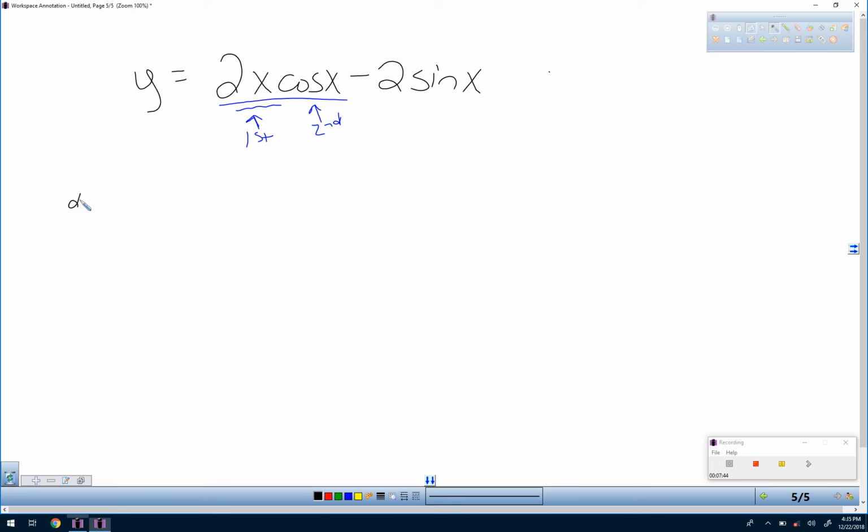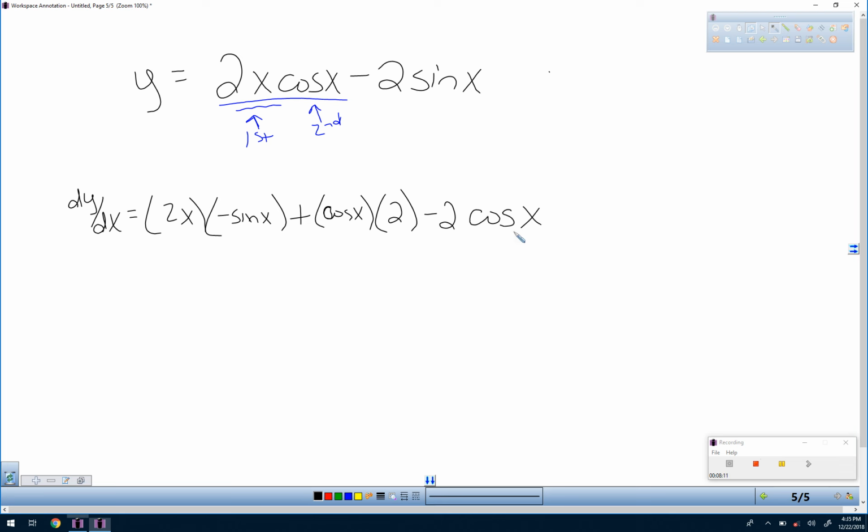So I'm going to say the derivative of y with respect to x would be first, 2x, times derivative of the second, which would be negative sine of x, plus second, cosine of x, times derivative of the first, which would be 2. So that's good. And what we said the derivative of 2 sine of x, so that would be minus 2 cosine of x. And then I can clean this up if I need to.